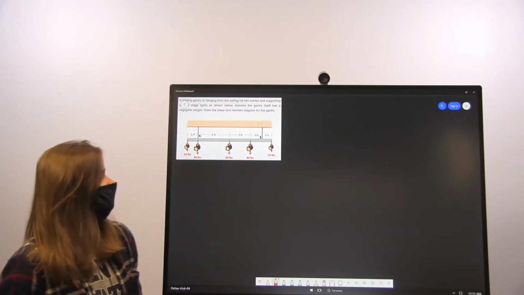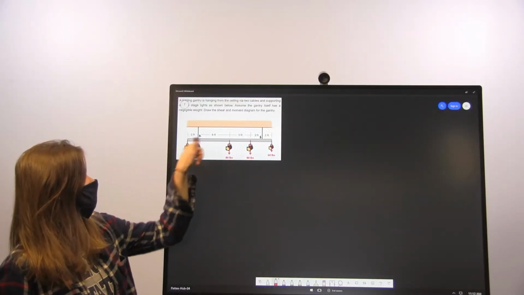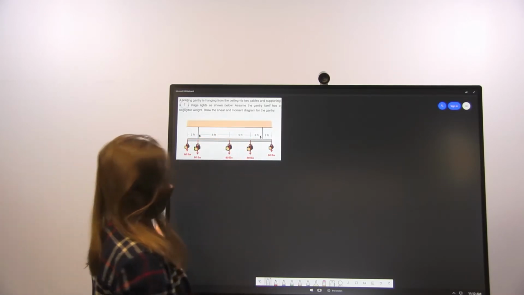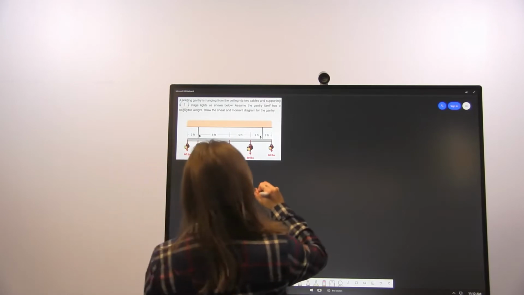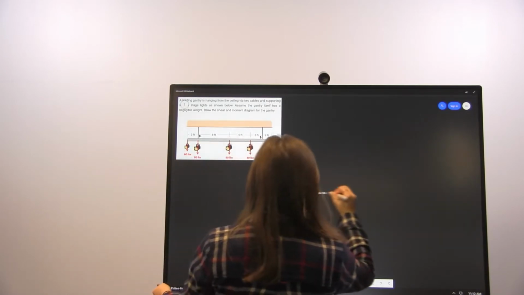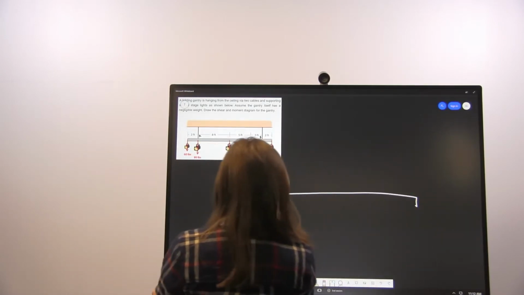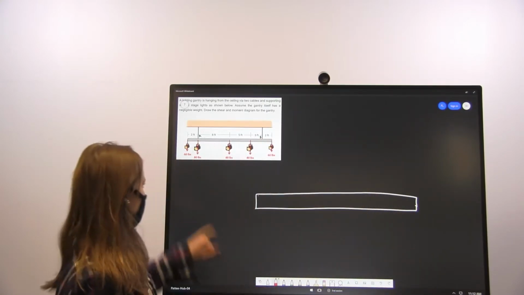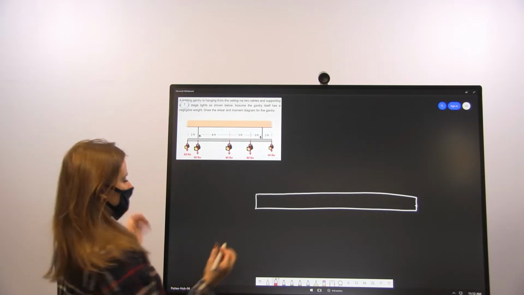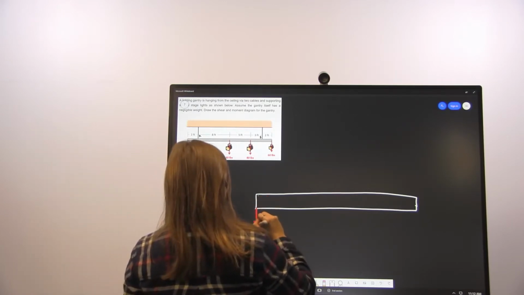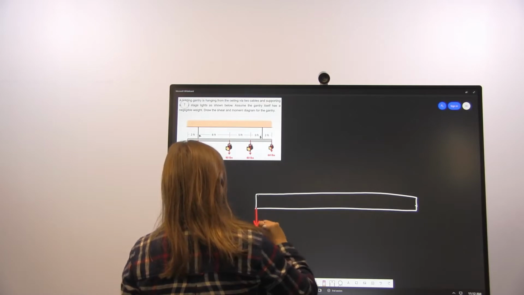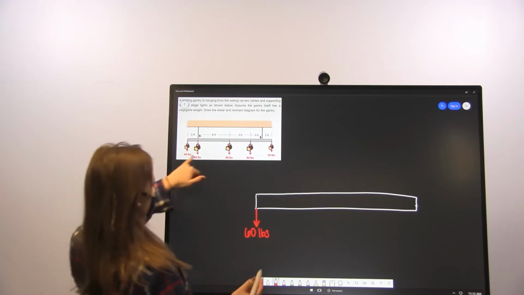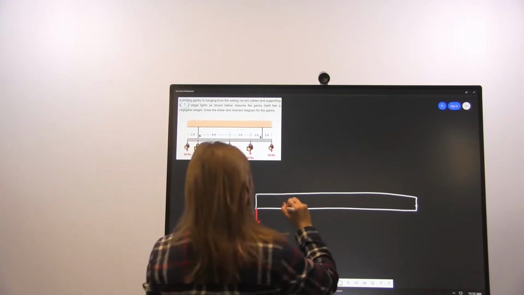So in this problem, we're asked to draw the shear moment diagrams for this gantry that's supported with these two cables, A and B. So what we're going to want to do first is draw a free body diagram. Our first force here is this 60 pounds down right at the very beginning. And then 2 feet after that, we have this downward force of 80 pounds.